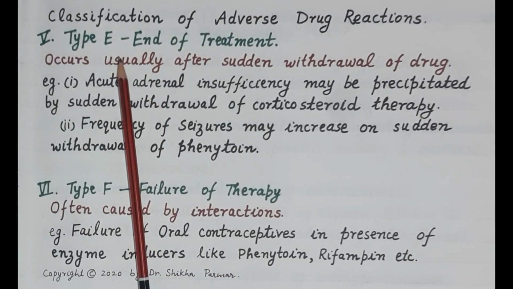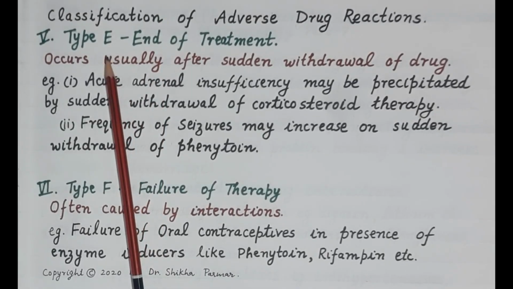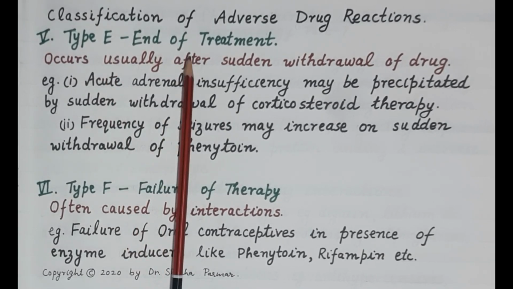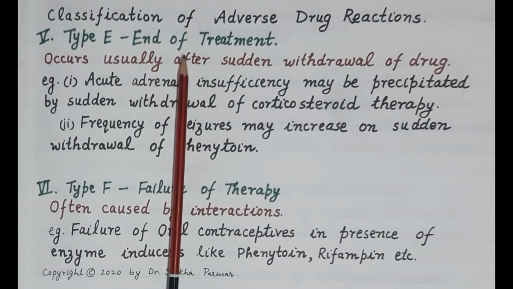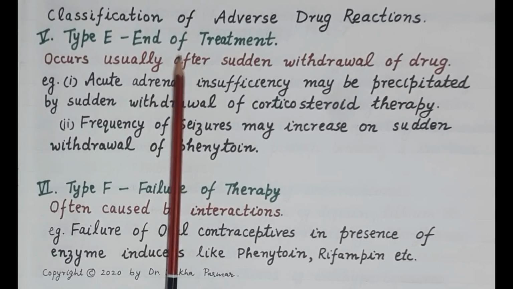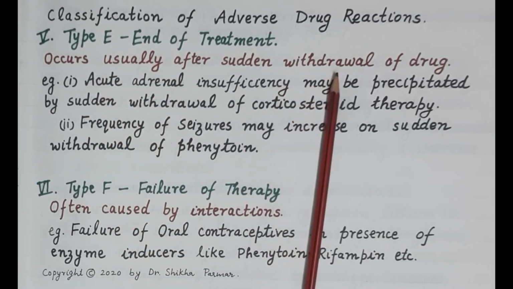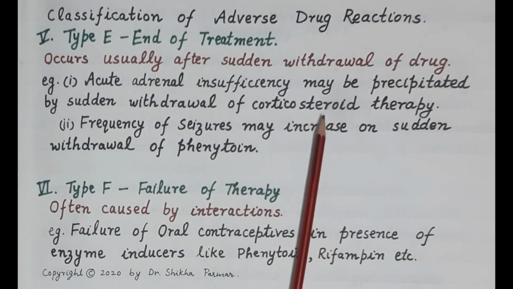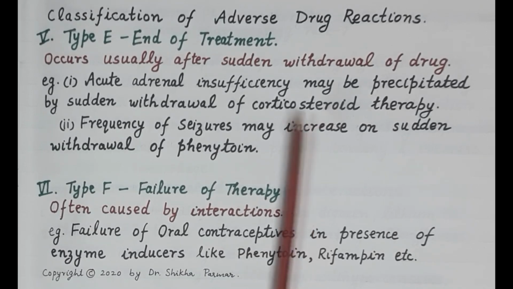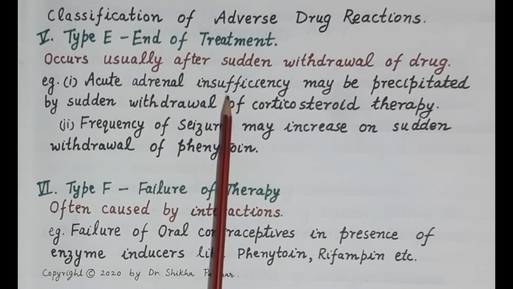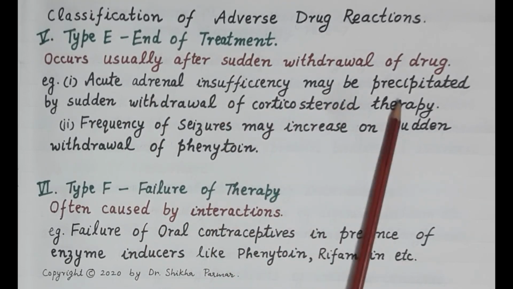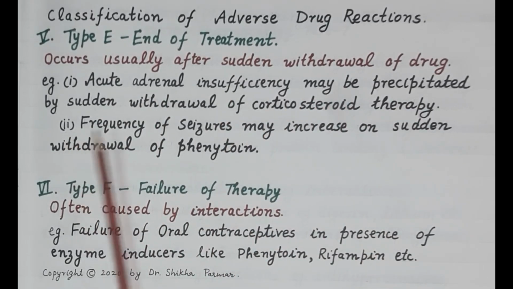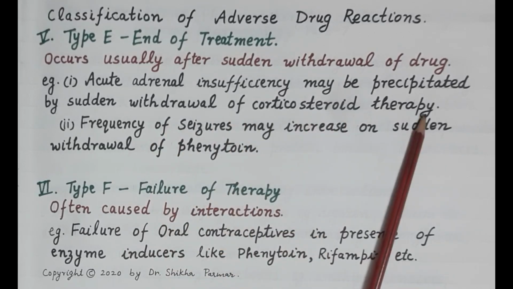Now let's talk about the type E adverse drug reactions. Type E adverse drug reactions occur at the end of treatment, that is when the treatment is over and the drug is stopped suddenly. So it usually occurs after sudden withdrawal of the drug. For example, use of corticosteroids in the treatment of severe asthma. Acute adrenal insufficiency may be precipitated by sudden withdrawal of corticosteroid therapy.